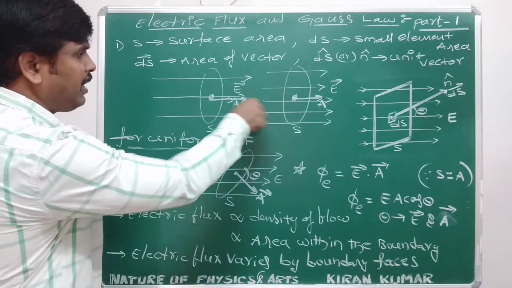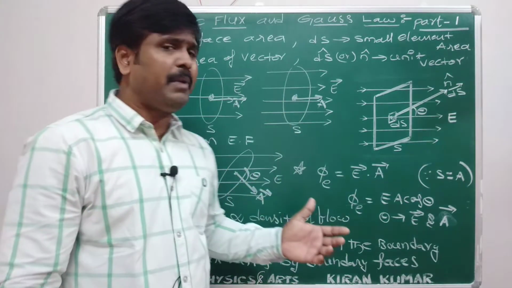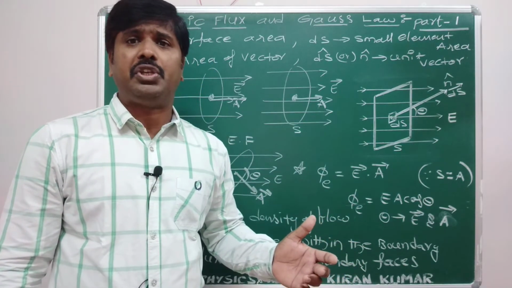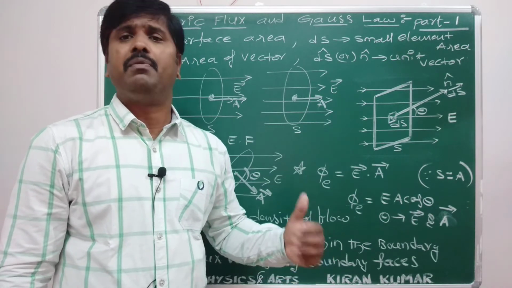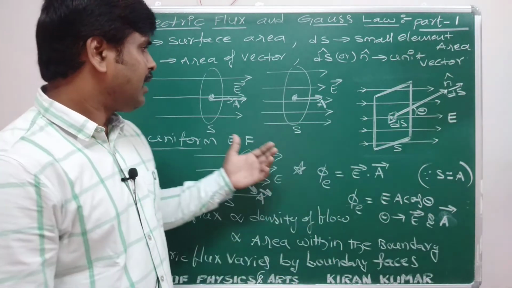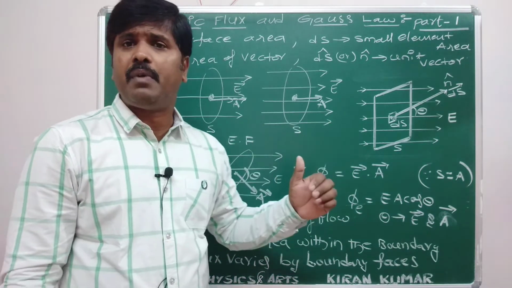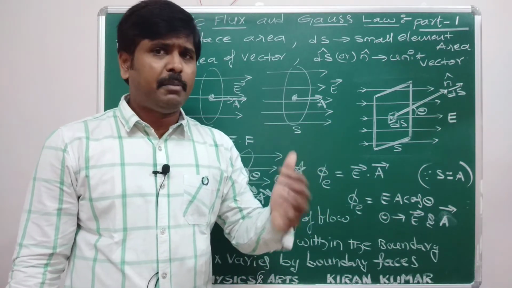This is uniform electric field only. Non-uniform electric field is where electric lines of force change in magnitude and direction from one place to another. But here the electric lines are uniform only. Next one is non-uniform, and also units and dimensions we can discuss.